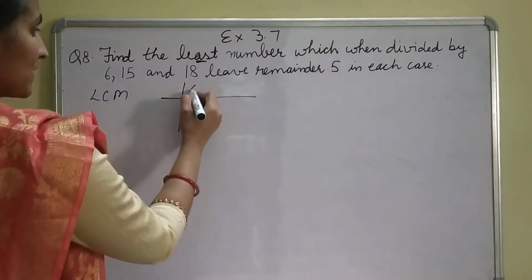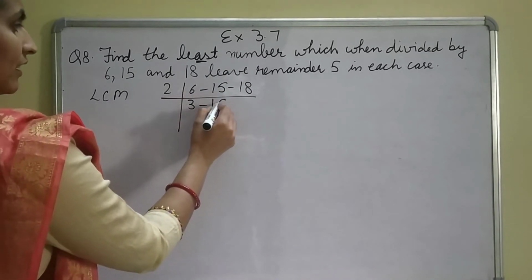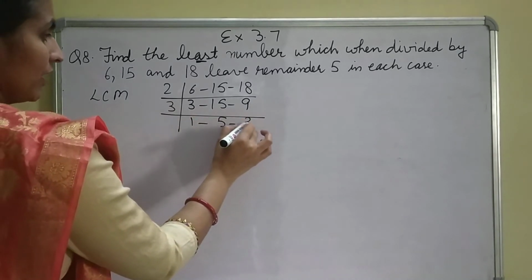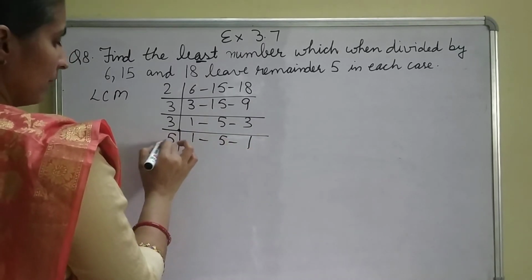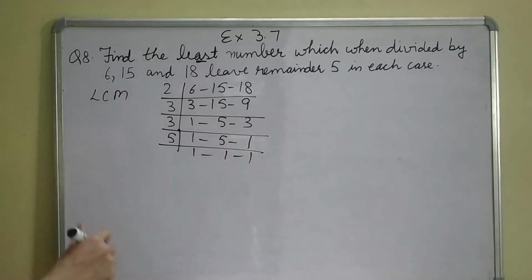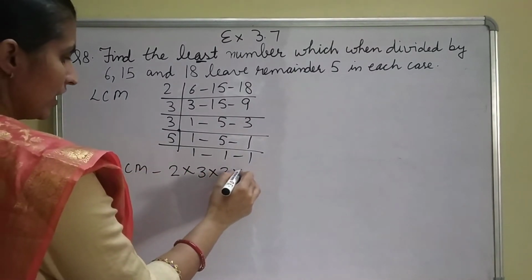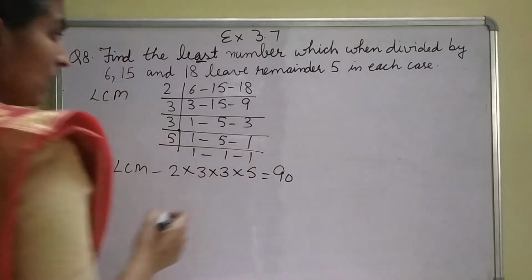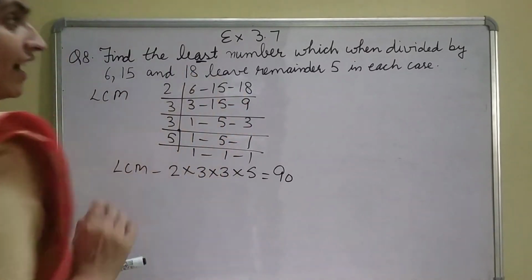So LCM of 6, 15 and 18: by 2, 2 3s are 6, 2 9s are 18. By 3, 3 1s are 3, 3 5s are 15, 3 3s are 9. Again by 3, 3 1s are 3 and then by 5, 5 1s are 5. Now LCM is 2 into 3 into 3 into 5. 2 3s are 6, 6 3s are 18, 18 5s are 90. It means this 90 is completely divisible by 6, 15 and 18.